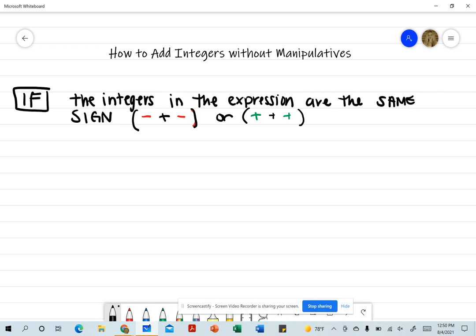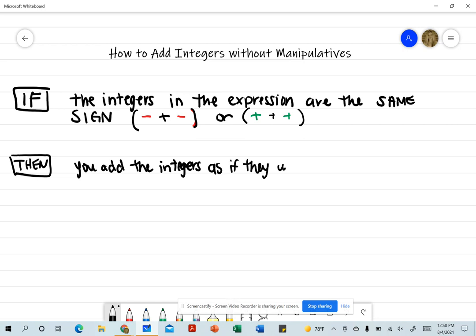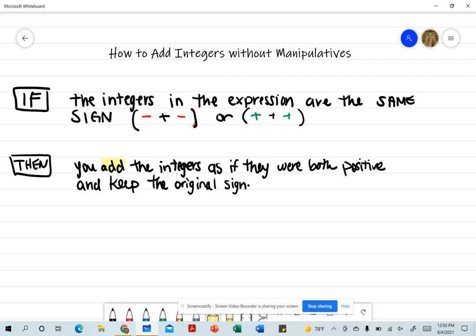Well, what happens? So if the integers in the expression are the same sign, then you add the integers as if they were both positive and keep the original sign. So keyword here is add. If they're both the same sign, we add the integers as if they're both positive and keep the original sign.